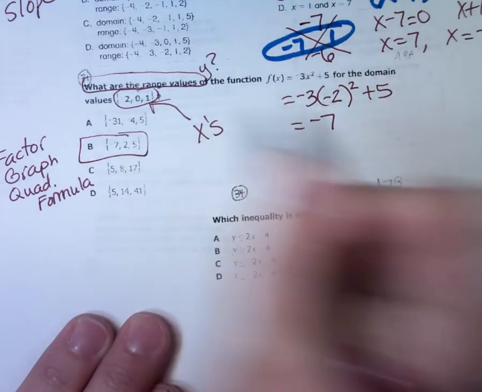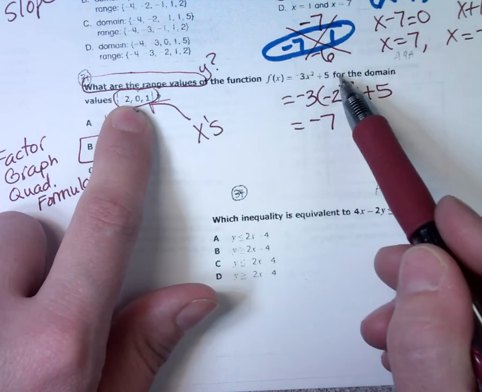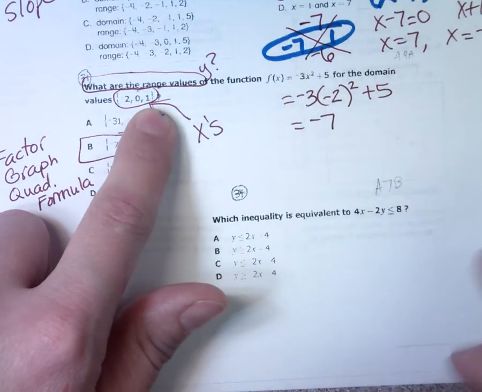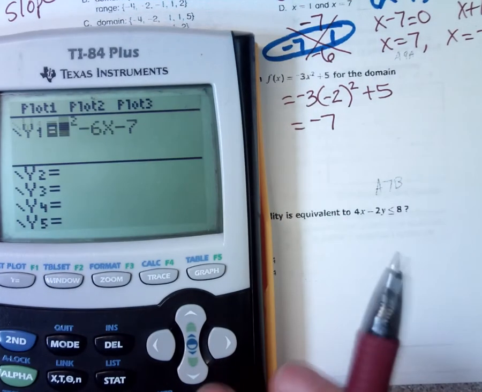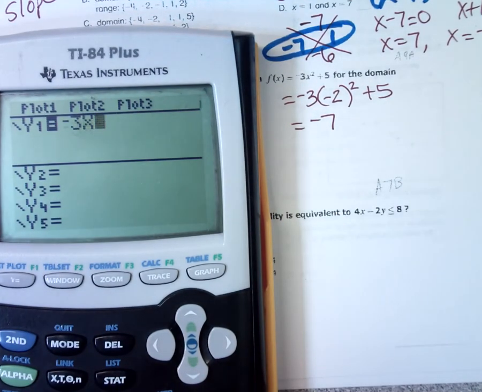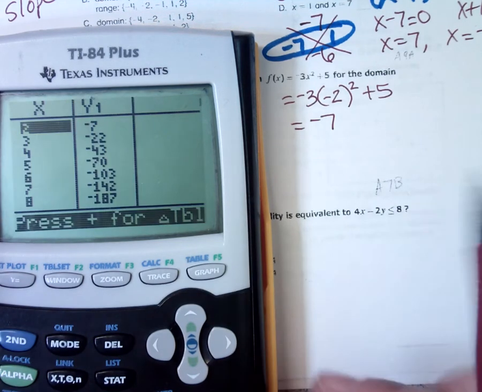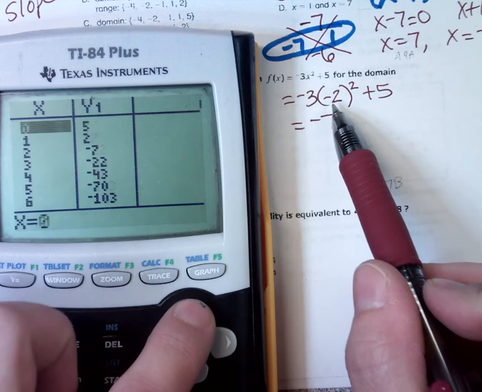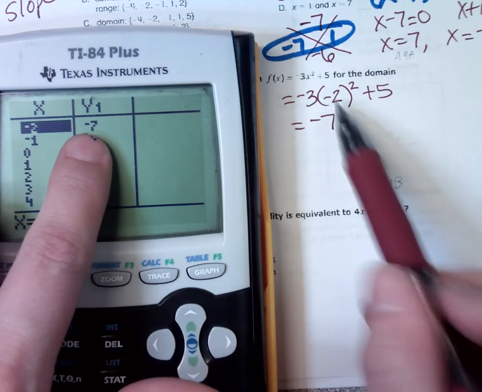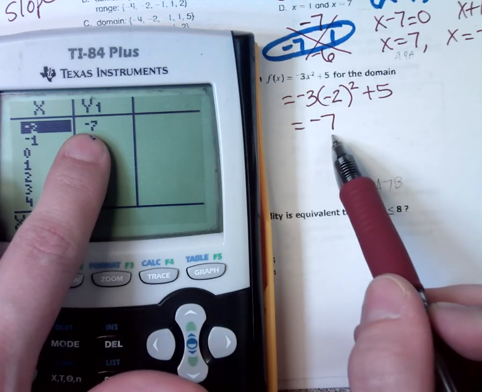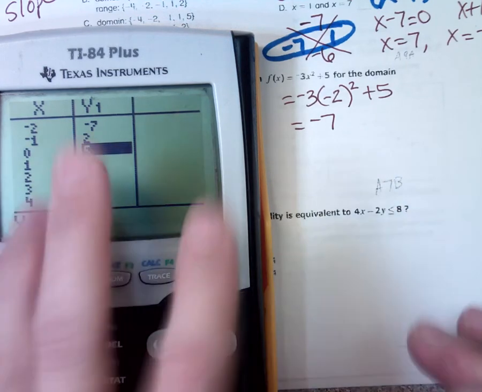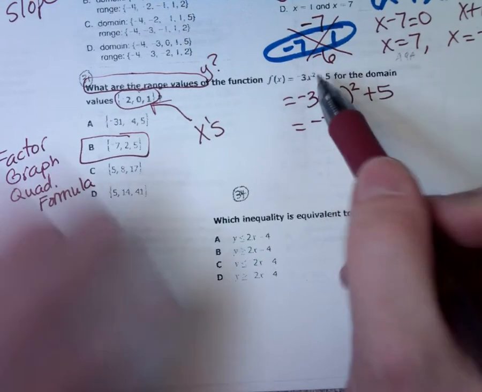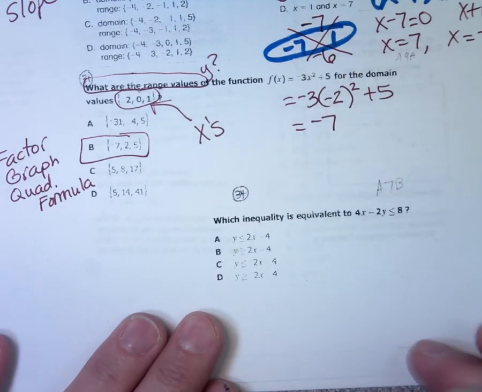But I could keep going. I could then plug in the 0, work it out, plug in the 1, work it out. If I used the calculator, I could go to y equals. I could type in that original equation, the -3x squared plus 5. I could go to the table. The first x they gave me was -2, and I could see what my y was, and it was -7. And then the next x they gave me was 0, and I can see that the y is a 5. So you can make your calculator help you if you put that into the y equals.